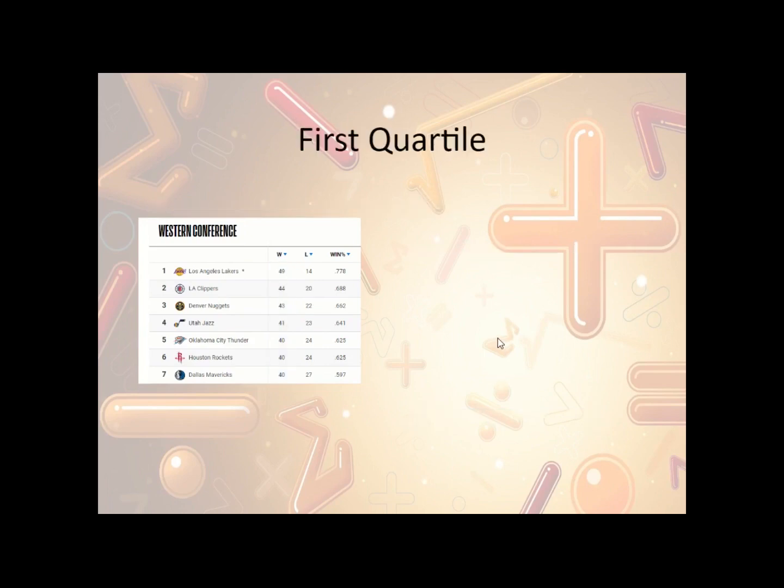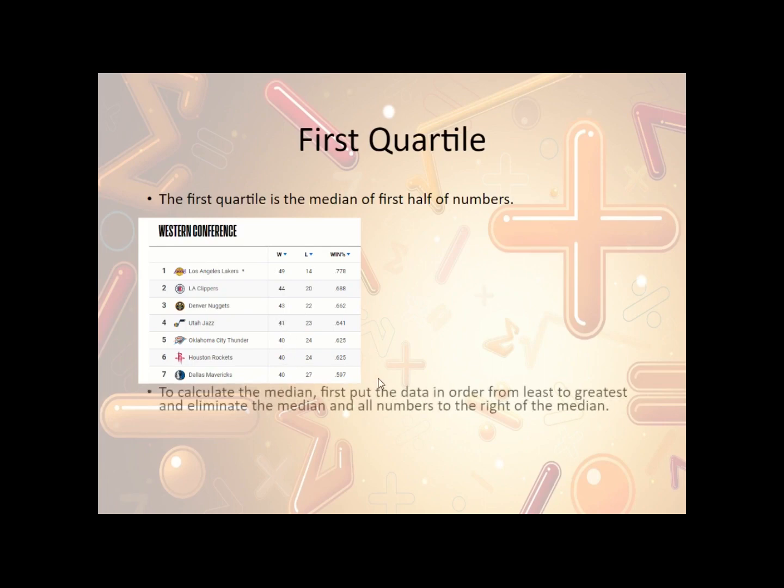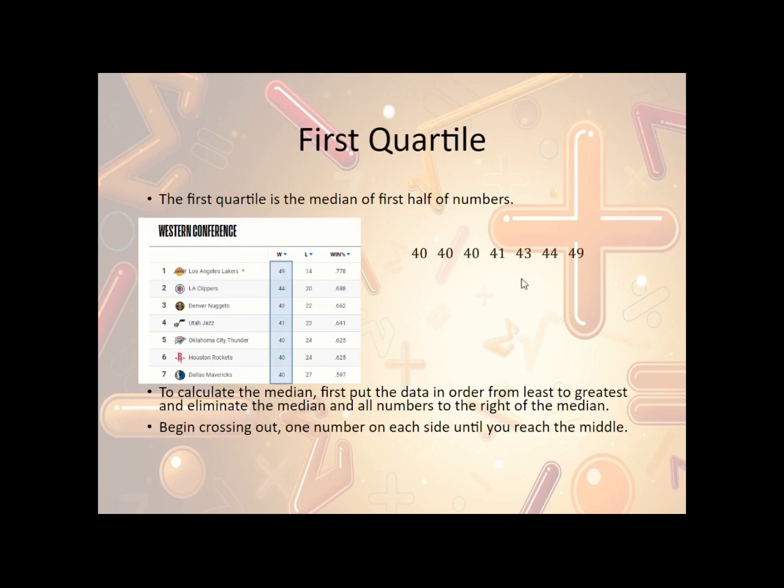Now we need to figure out how to find the quartiles. The way this works is the first quartile is the median of the first half of the numbers. Once we found the median was 41, we're going to look at just the numbers on the other side of 41. So we put them in order and we cross out until we reach the middle. We have our whole data set, but really our median was 41.